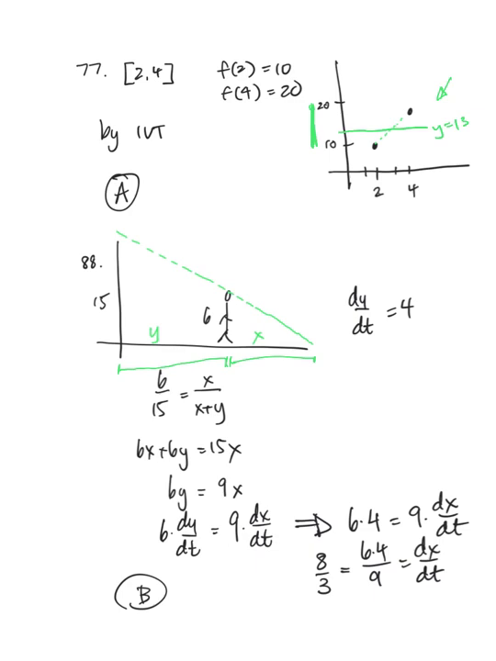Cross multiply. Clean it up, so 6y equals 9x. Differentiate each side with respect to t. I know dy/dt, that's given in the stem of the problem. I plug that in for dy/dt, which is 4, so I get 6 times 4 equals 9 times dx/dt, and that simplifies to 8/3, or choice B.